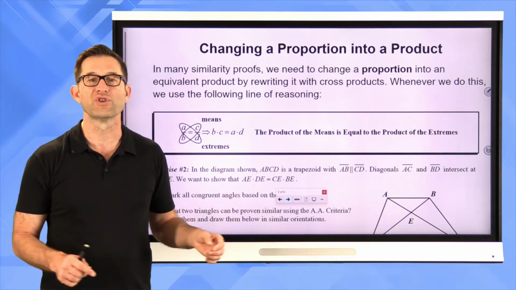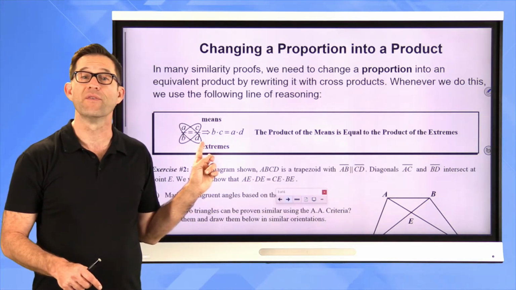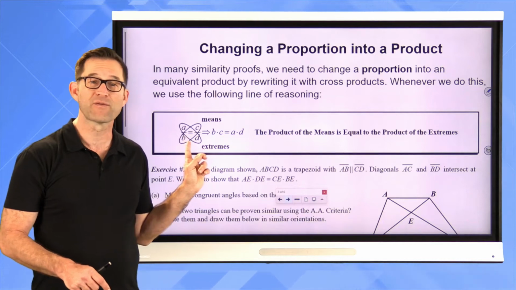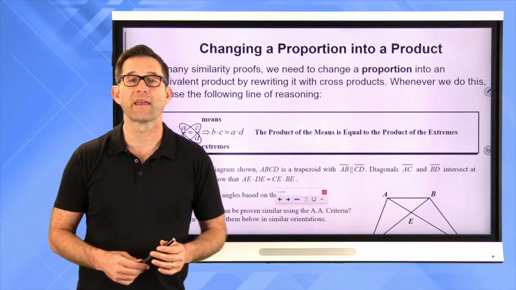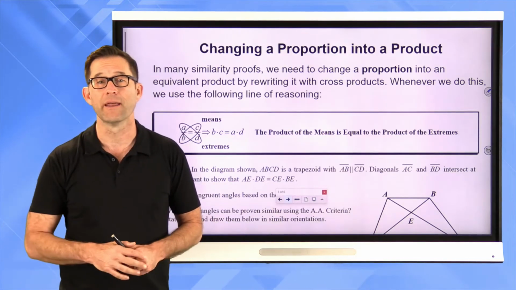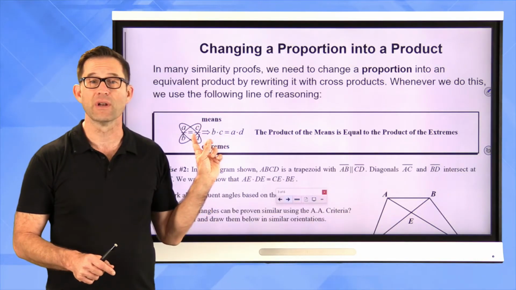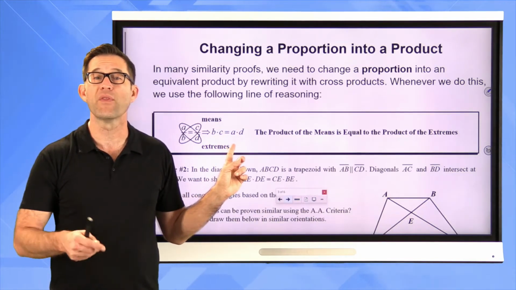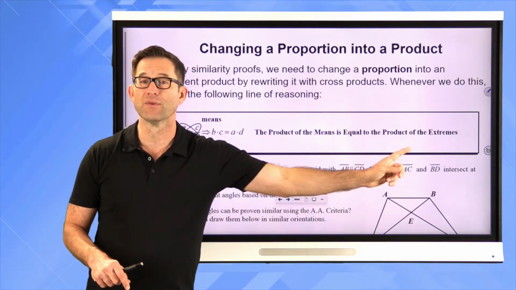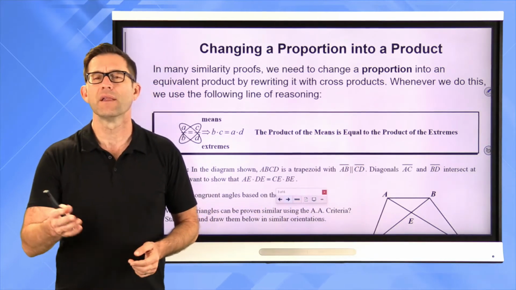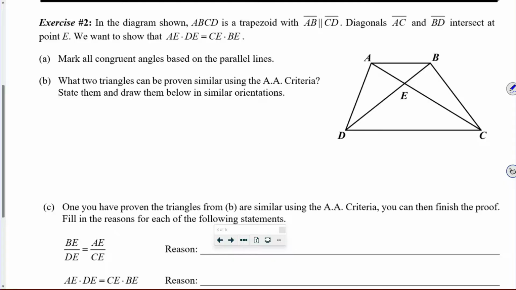When you have a proportion, technically, the top of this fraction and the bottom of that fraction are called the extremes, and the bottom of this fraction and the top of that fraction are called means. Why that is, we're going to get a sense for a few lessons down the line, but for right now, I just want you to know that if you take a proportion and you change it into a product within a proof, your reason's going to be the product of the means equals the product of the extremes. Let's see how that works in exercise number 2.